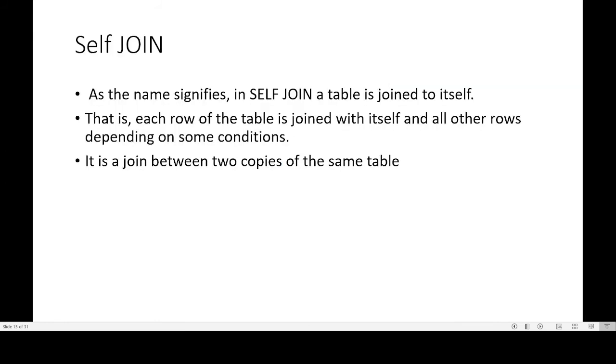Let us see what is meant by self join. As the name signifies, self join is a table joined to itself. So we have only one table, whereas in all the previous joins we had two tables. In self join, because it is a join of the table to itself, only a single table is present. Each row of the table is joined with itself and all other rows depending on some conditions. So it is a join between two copies of the same table. We have the same table, but two copies, and we take the join of those.